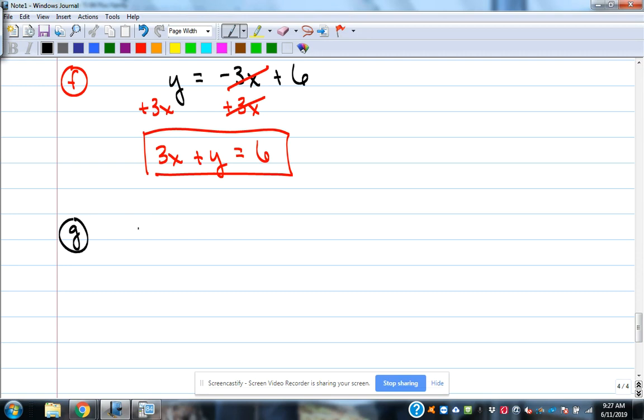Let's say y equals positive 5x minus 11. We want to put that into standard form. So go to, change to standard form.